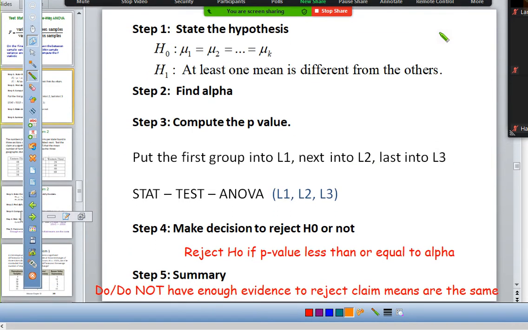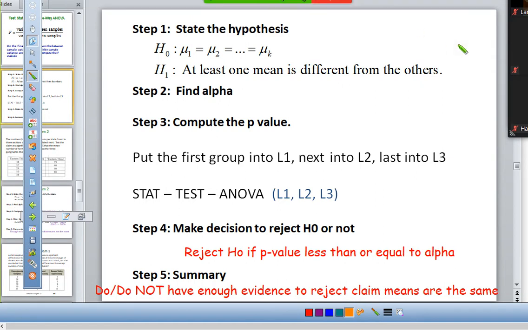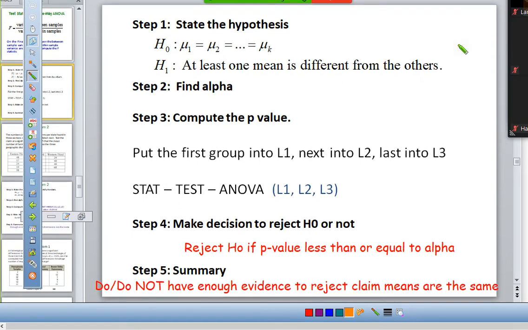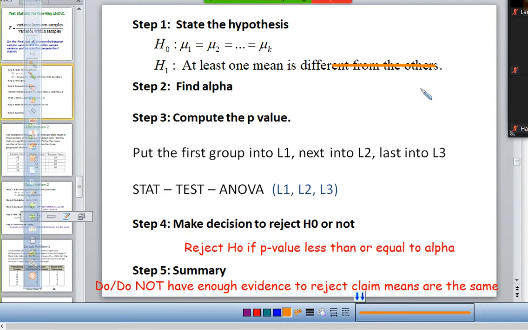Just as a reminder, these are the steps for ANOVA. First, state the hypotheses. H naught is always going to be mu1 equals mu2 equals mu3 equals mu4, as many mu's as you have. And then H1 is always going to be at least one mean differs. That's it. Then find alpha and write it down. Alpha equals 0.05 or alpha equals 0.01, whatever it is. Super easy, step 2.